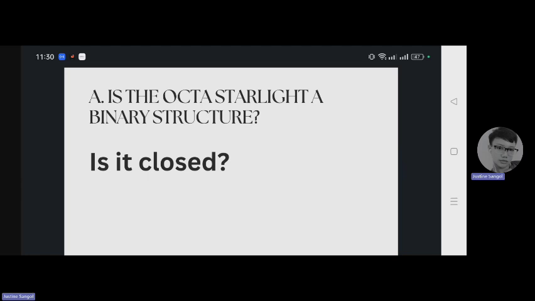So here, is the octa a binary structure? Is it closed? And this table is closed since we operate two elements with each other. The resulting element is always found in the elements in the table. So yes, it is closed.